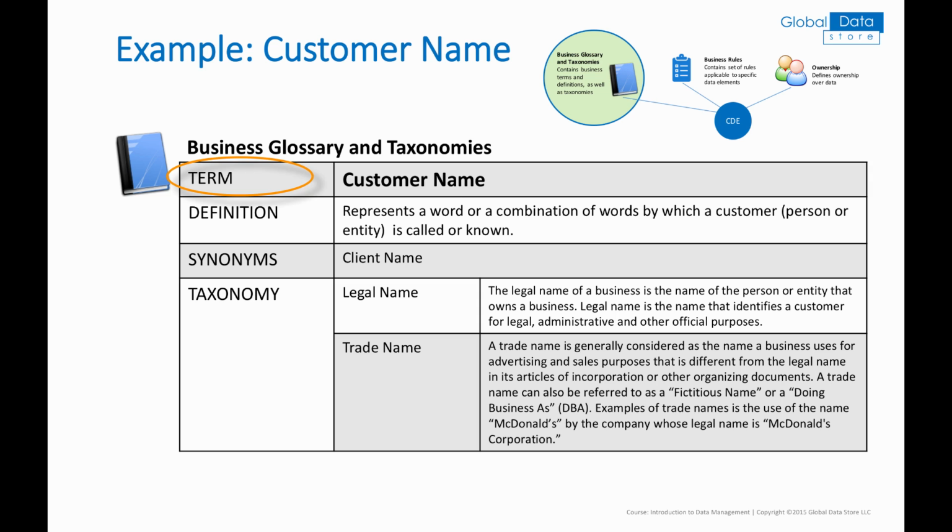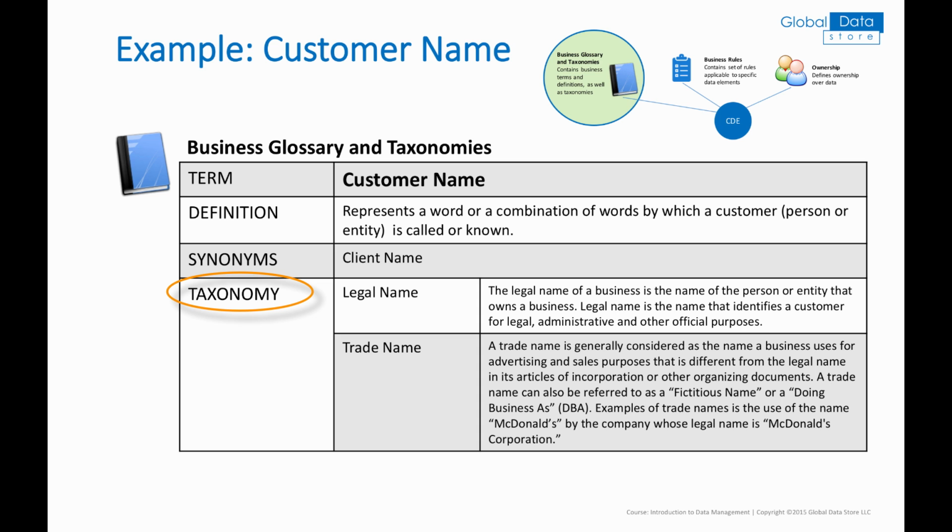Business term. The business term used to represent that data element is customer name. Definition. Customer name represents a word, or a combination of words, by which a customer is called or known. Customer refers to a person or entity. Synonyms. Customer is often called a client, so the client name could be the synonym for customer name.